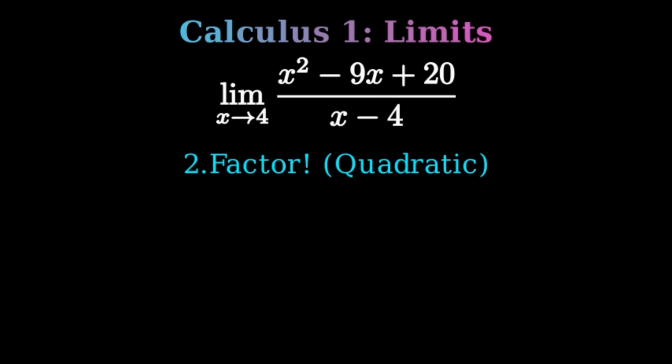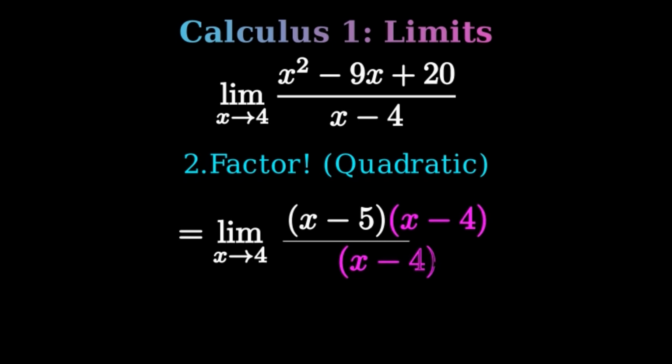So when we factor that, we'd have to get a negative 9 from the factors of 20. And for us to do that, we need x minus 5 times x minus 4. And at the bottom, we still have x minus 4. Well, use your algebra eyes, and I'm pretty sure you can see what's going to happen here. Those x minus 4s are going to cancel. So those are gone now.